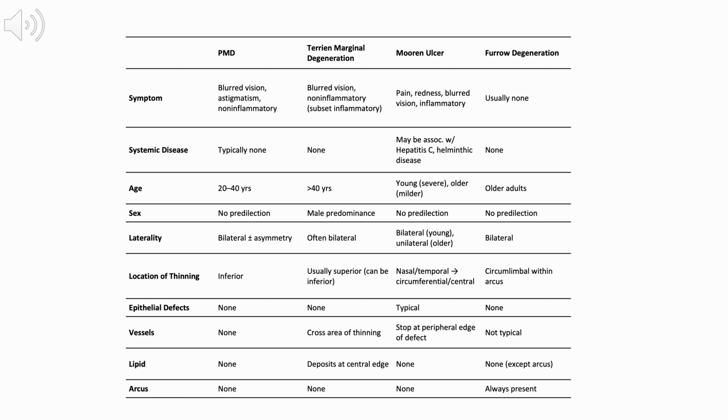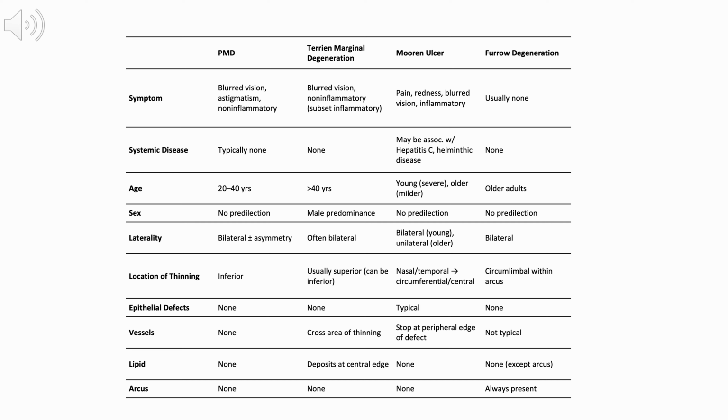Mooren ulcer is distinguished by being painful, inflammatory, and progressive. It may be associated with hepatitis C or helminthic infections. It can present in young patients as severe and bilateral, or in older patients, typically milder and most often unilateral.